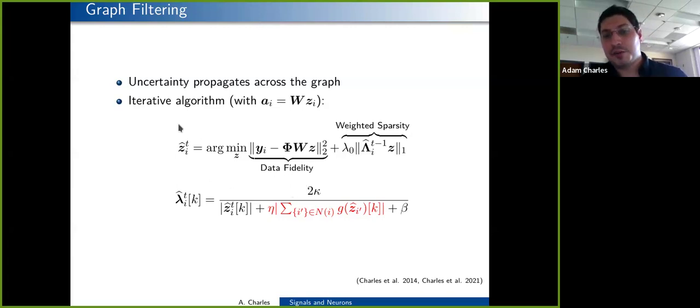And so we go back and forth between doing this weighted lasso and updating these lambdas, where there's a divisive term down here that depends on the average value of the activation on all your neighbors. So if all your neighbors are active, this lambda gets really low. And it's very likely that that pixel will also have the same representation in component space.